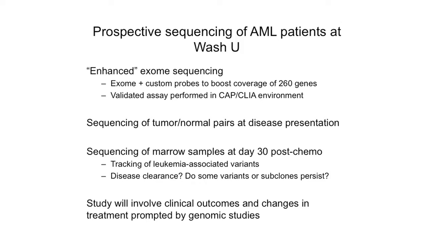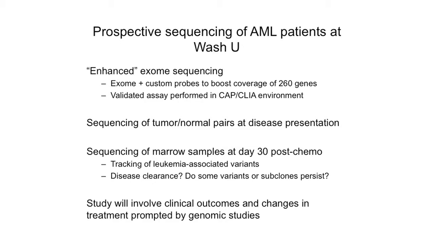And the point here is to track what happens to the leukemia-associated variants after treatment. And we want to know, does the disease clear? Do some variants or some subclones persist that at some later stage we could do a retrospective study and determine if that has any sort of prognostic value? And the study is designed so that we're going to track clinical outcomes and what changes in treatment happen as a result of these genomic studies.